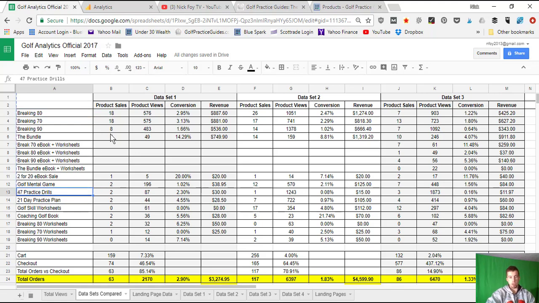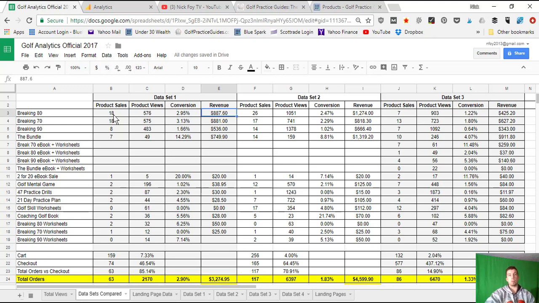In data set 1, you can see product sales. I had 18 sales for the Breaking 80 program, for example, and the product got viewed 576 times. So how many people ended up buying? About 3%, 2.95%. And it did $887 in revenue. So on average, I'm making about $50 a sale.